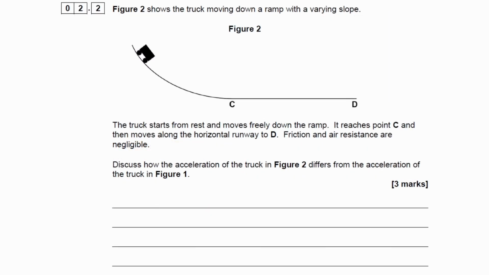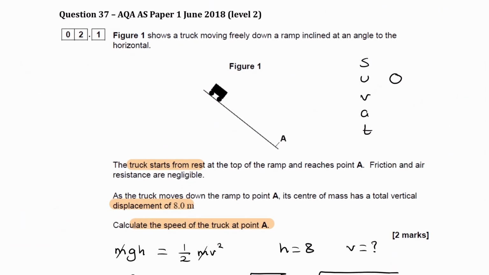Figure 2 shows the truck moving down a ramp with a varying slope. The truck starts from rest and it moves freely down the ramp. It reaches point C and then moves along the horizontal runway to D. Friction and air resistance are negligible. Discuss how the acceleration of the truck in figure 2 differs from the acceleration of the truck in figure 1.